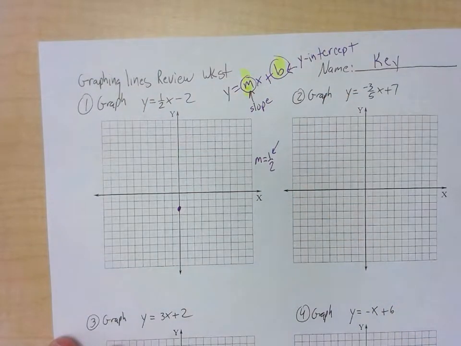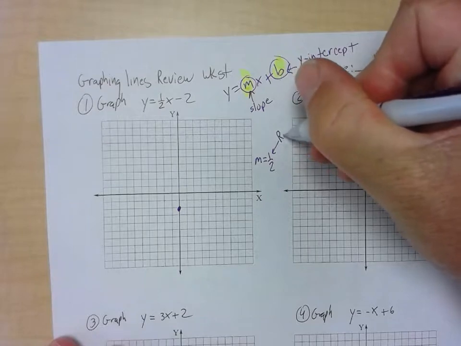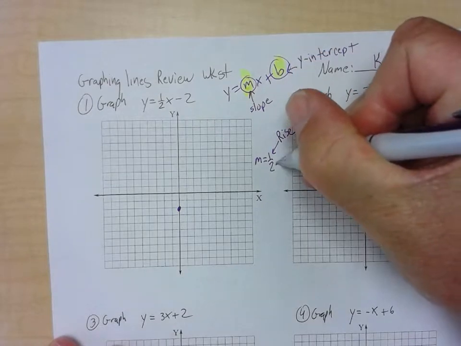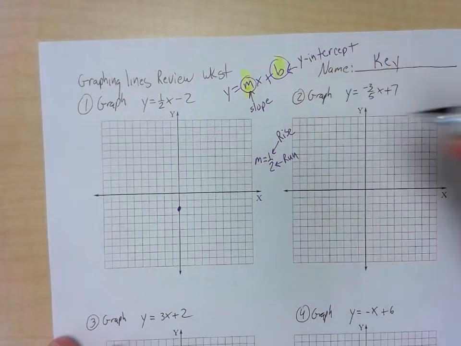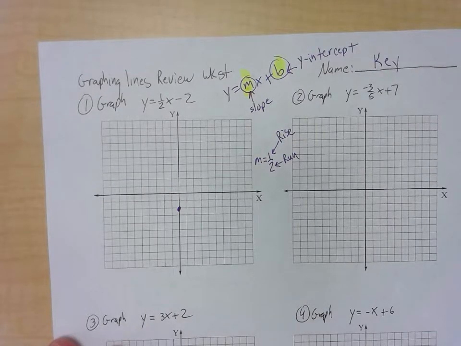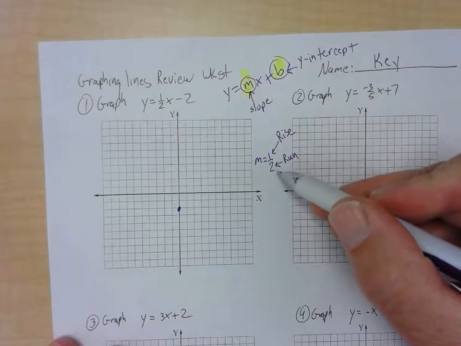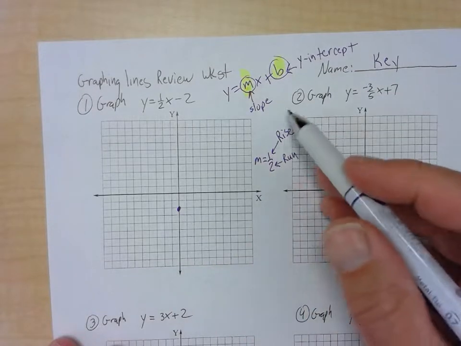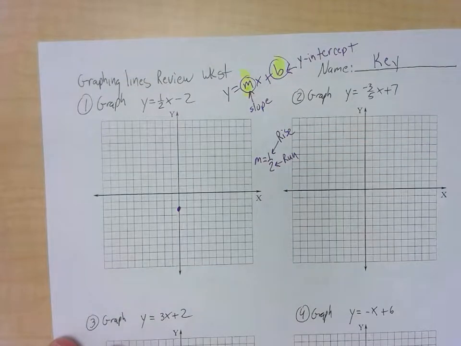Rise over run is one way to say it. I've heard slope is easy and fun. Just remember rise over run. So we're going to go up 1 and over 2 from this starting point. The b is where we start, and the m is how we change.